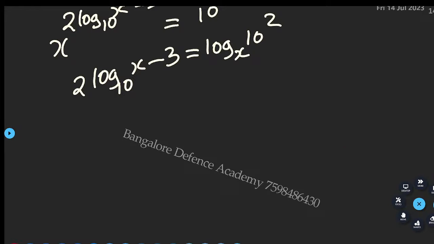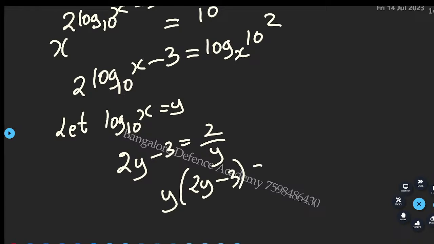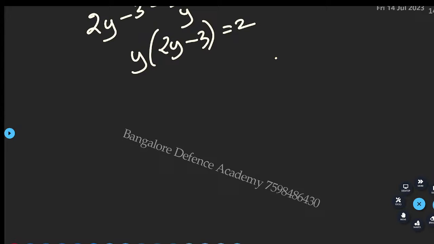Next, look at this. Let log x to base 10 be equal to y. Now what happens? 2y minus 3 will become 2 by y, because this 2 will come here, and this will be log x to base 10, so this becomes 2 by y. Now can I cross multiply? What happens? y into (2y minus 3) is equal to 2. Now multiply y into 2y, 2y square minus 3y minus 2 is equal to 0.